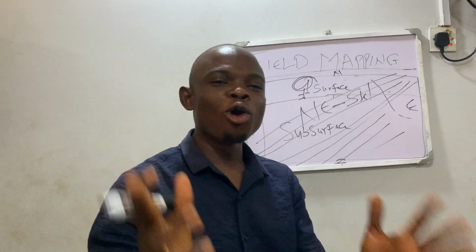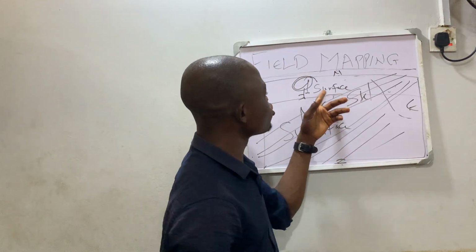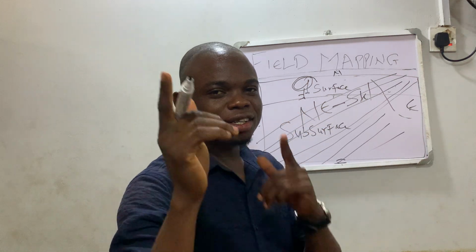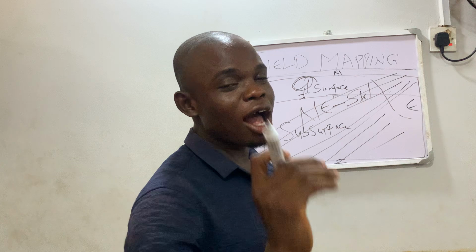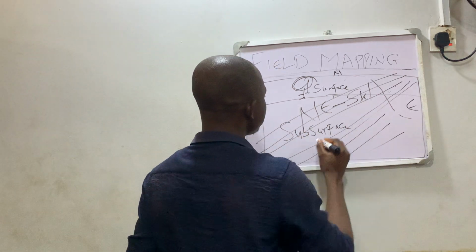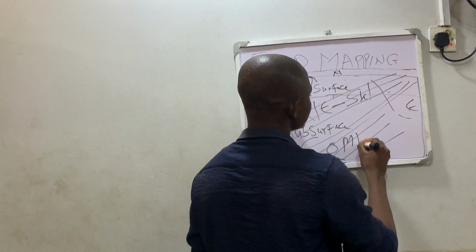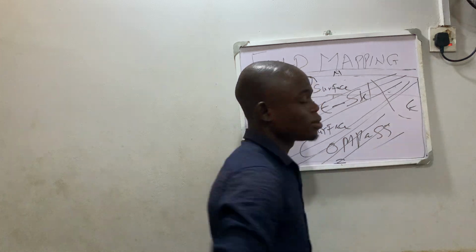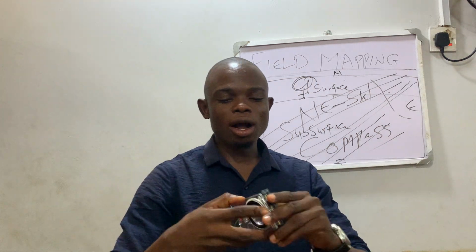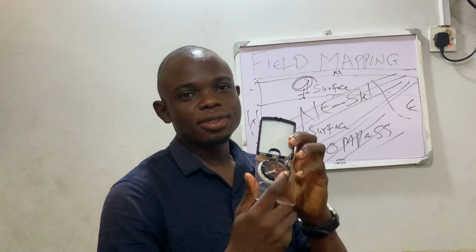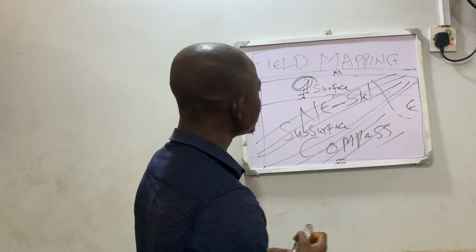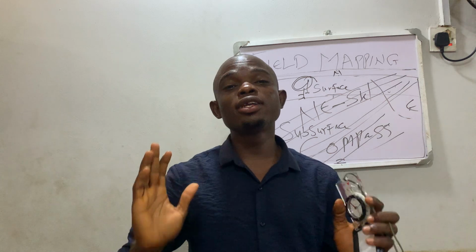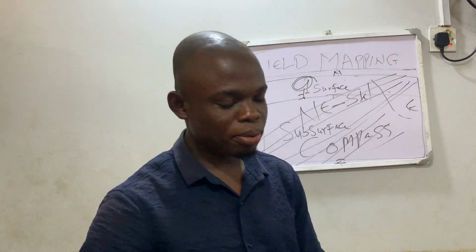But how are you going to do that? How are you going to measure this and be accurate? That's the problem. I will show you a tool that we use to do that, and that tool is called a compass. This is your compass. This is a tool we use in doing that. You can use this to determine the strike of any outcrop.